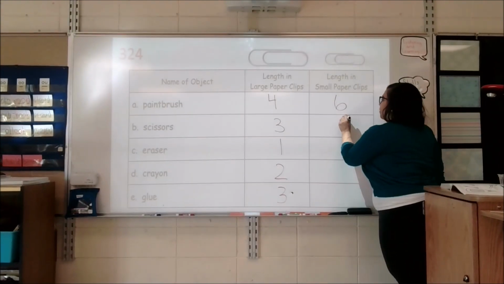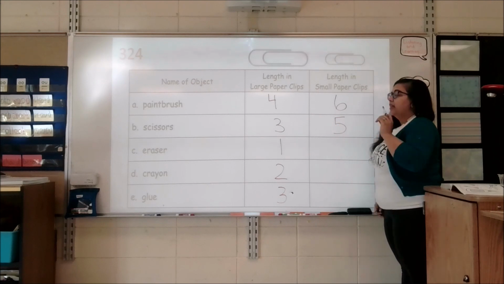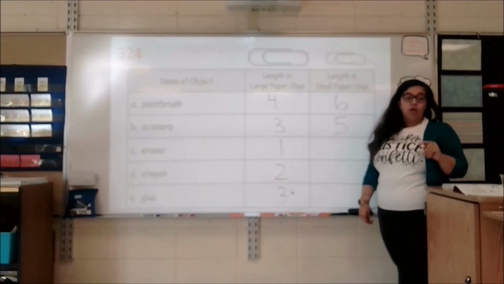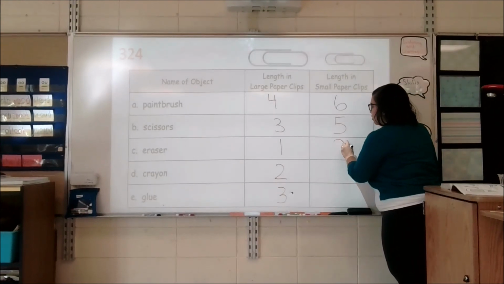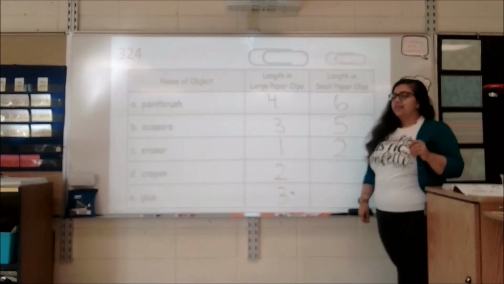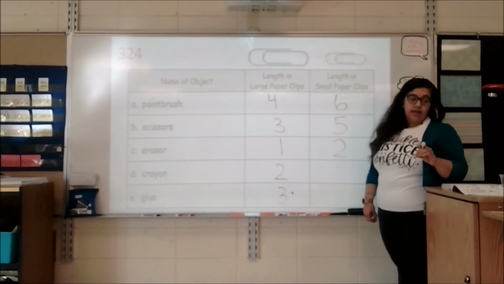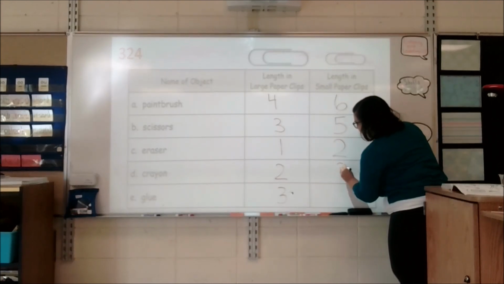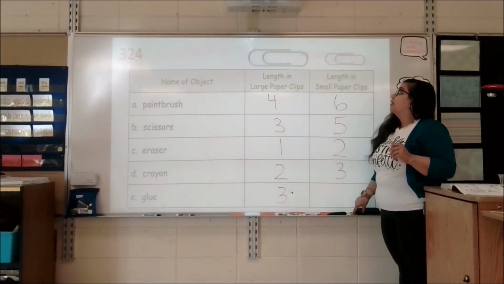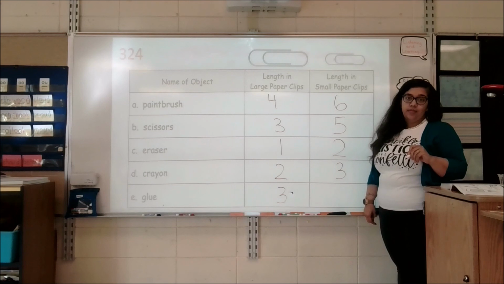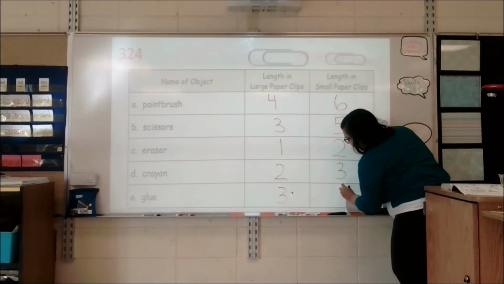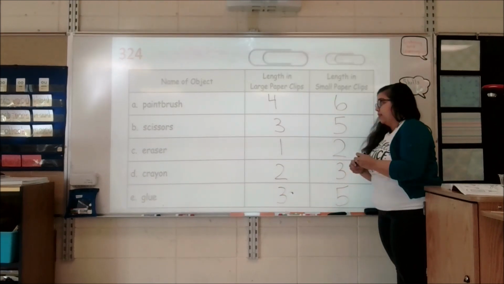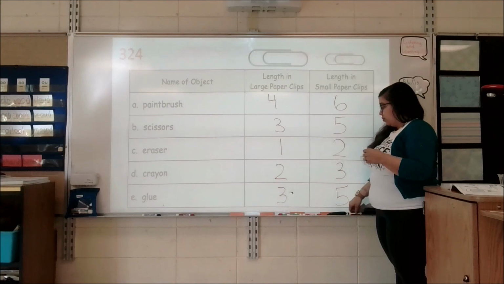The length of the scissors in small paper clips was 5. Good job. The length of the eraser in small paper clips was 2. Excellent. The length of the crayon in small paper clips was 3. And then the length of the glue bottle in small paper clips was 5. There were 5 small paper clips. Now, tell me, what do you notice?